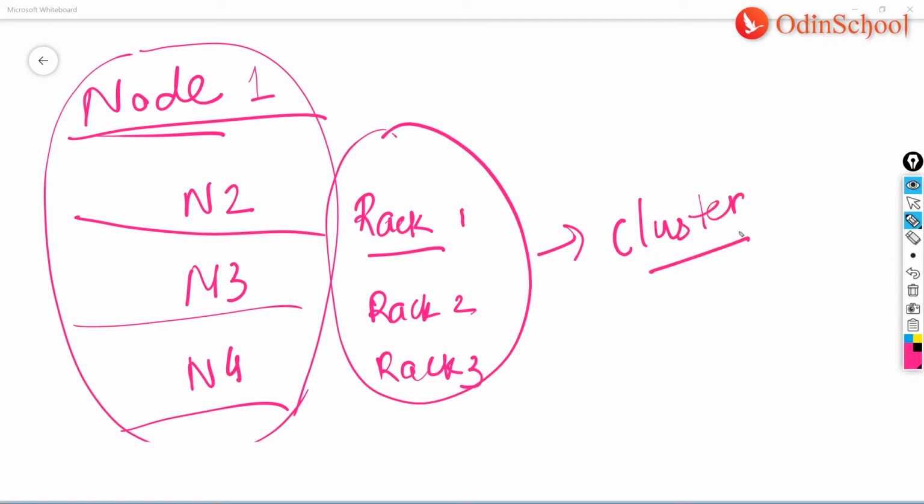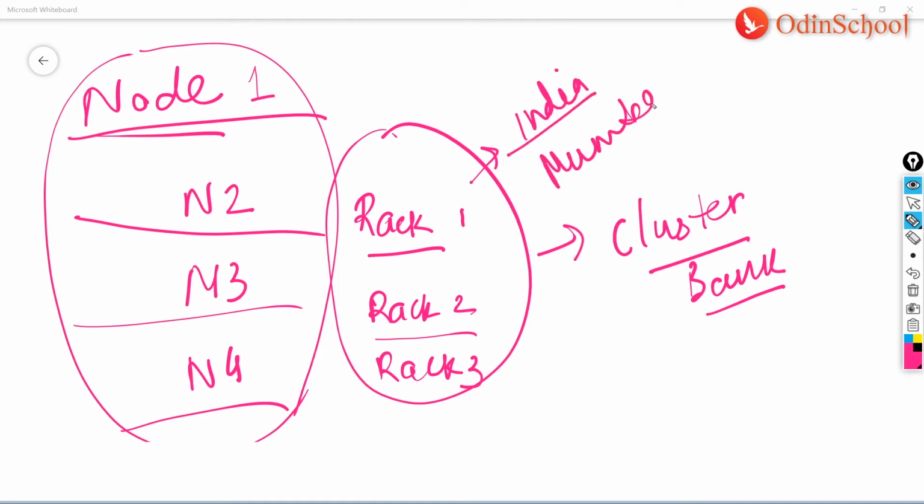So a cluster is made up of racks. Racks are made up of nodes. Now these racks can be at different physical locations as well to form a cluster. So let us say you have a cluster for your banking application, then it may happen one rack is there at, let us say, the India branch, and inside that Mumbai location, where so many nodes are there.